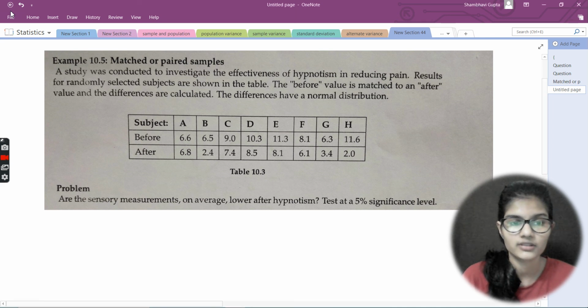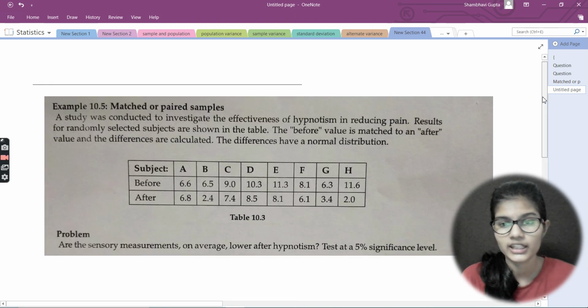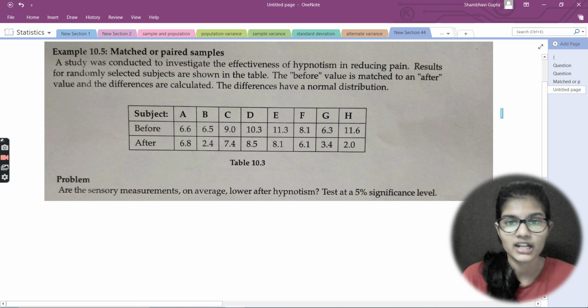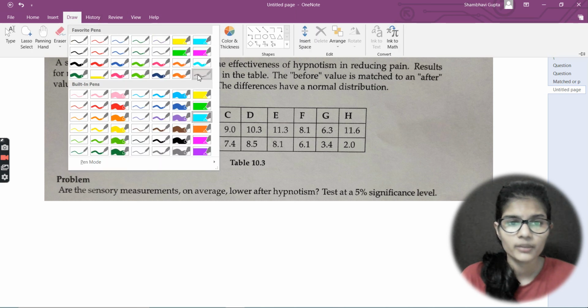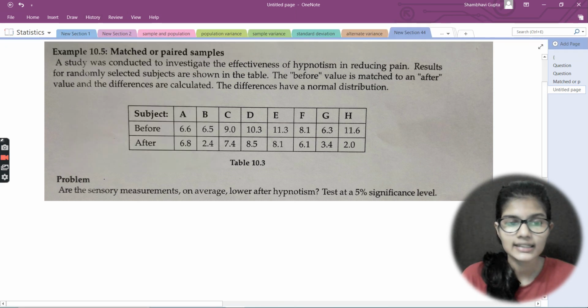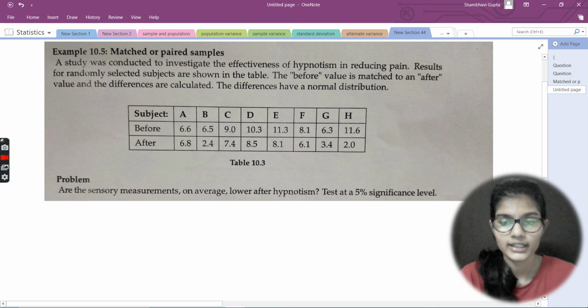This table which you are able to see here is the table it is talking about. The before value is matched to an after value and the differences are calculated. The differences have a normal distribution. The problem is: are the sensory measurements on average lower after hypnotism? Test at a 5% significance level. So this is the question which we need to solve.